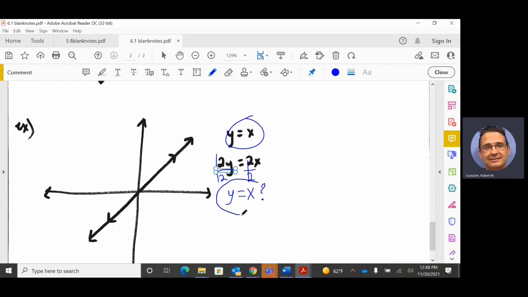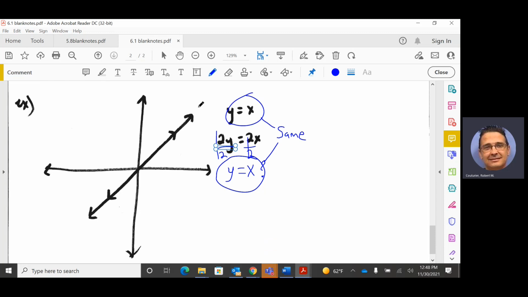Notice that these are the same line. They're the same. When you reduce it, it ends up being the same, and they sit on top of each other. So if they touch everywhere, this is infinite solutions. Infinite solutions right here.